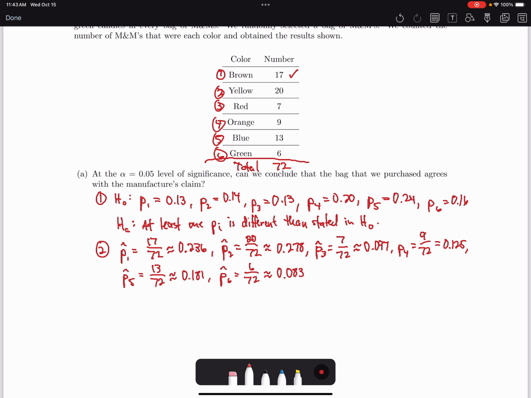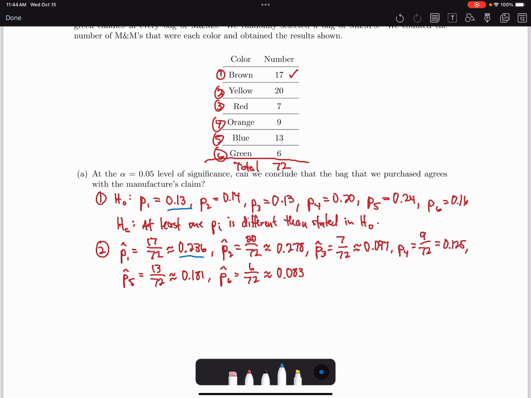Okay, so there are all of our sample proportions for step 2. And what we can do is start to look and see, okay, so for brown candies, we expected 13% of the candies to be brown, but what we actually saw was about 23.6% of the candies were brown. Okay, so that's quite a bit more than what we expected.